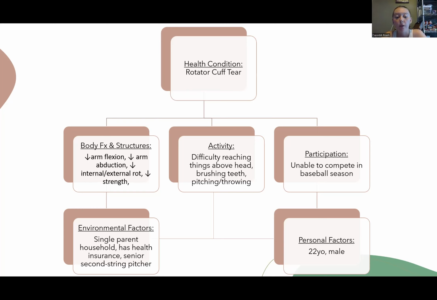which is something to factor in whenever we think about how quickly he wants to get back to the game, how quickly his coaches would want him to get back to the game, things like that. And then obviously personal factors would be he's a 22-year-old male, playing baseball.